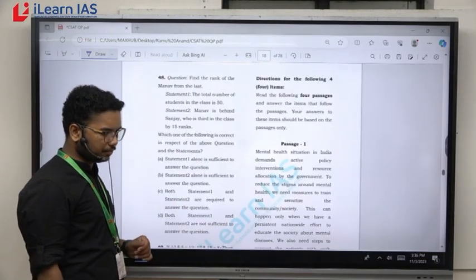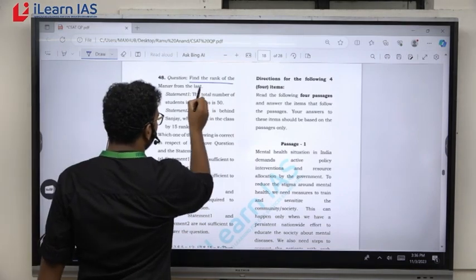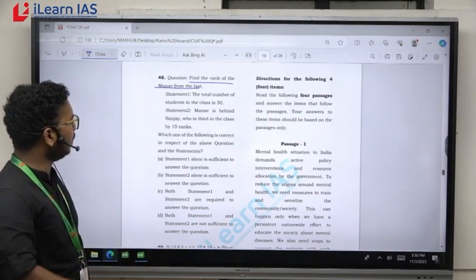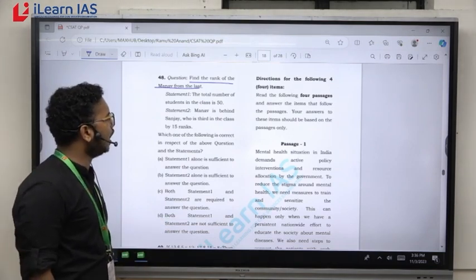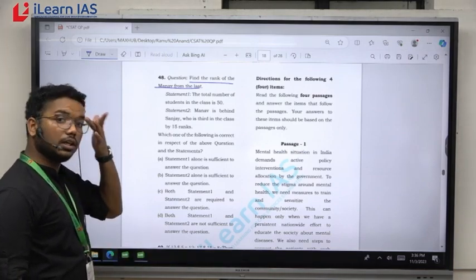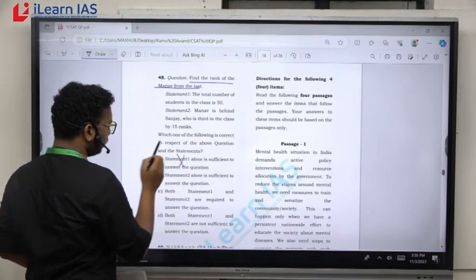Next question, 48. Find the rank of Manav from the last. First statement: the total number of students in the class is 50. Only the total number is given. We do not know Manav's rank or where Manav is. So statement 1 is not sufficient.